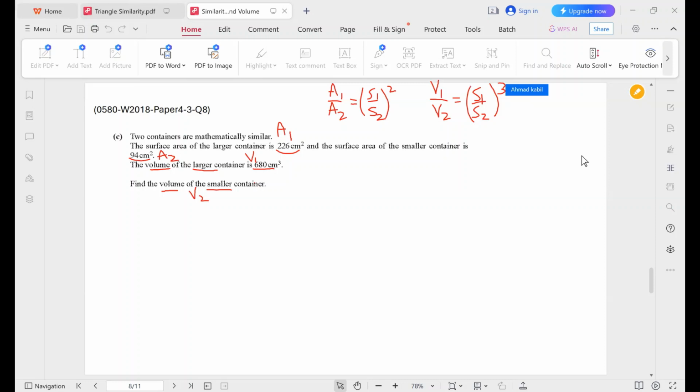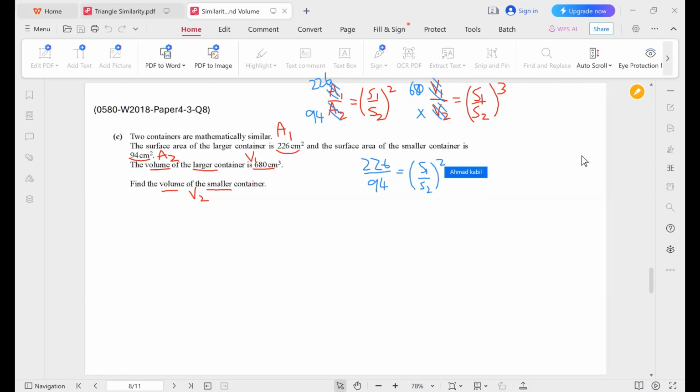Let's fill in the values. We already know now that A1 is 226, A2 is 94, V1 is 680, and V2 is X. And let's follow the same procedure again. Let's write down the equation that we have two numbers in. So we have 226 over 94. We start with this equation because we have both numbers. This is equal to S1 over S2 to the power of 2.